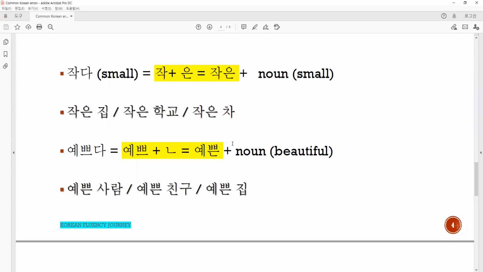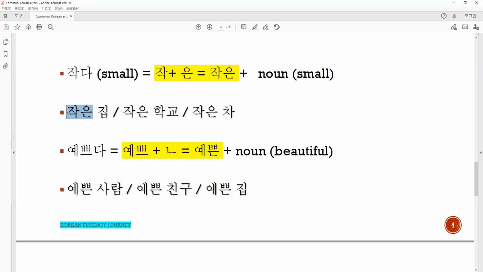Here are the examples. We have the adjective 작다, it's small. We want to use this adjective before a noun, so we need to change it into the right form. The stem is 작, plus 은, and it will become 작은, because ㄱ is a consonant letter.